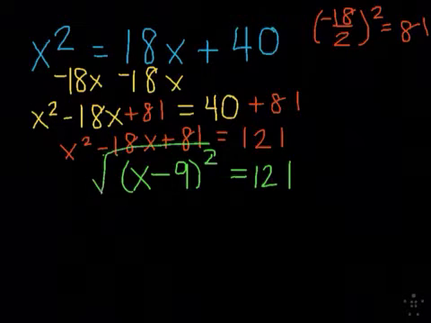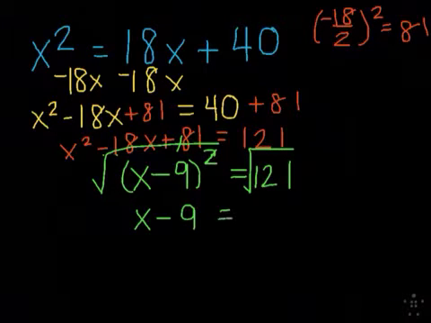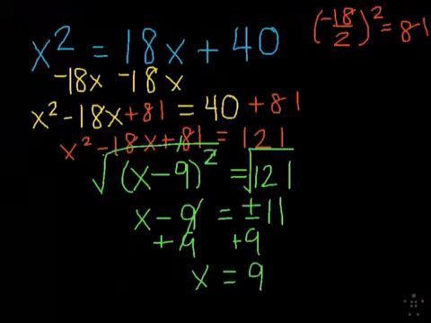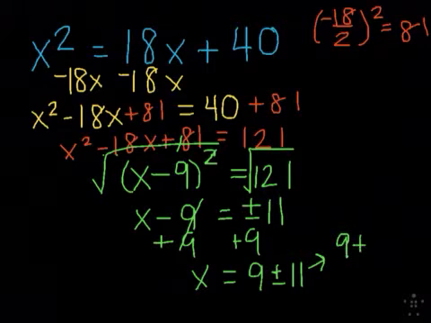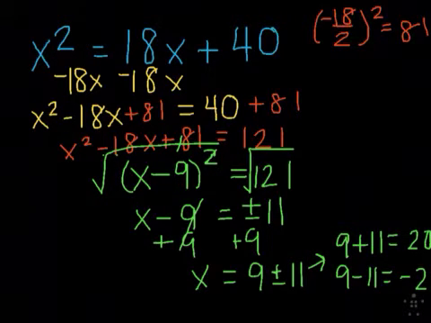We're going to take the square root of both sides. So x minus 9 equals plus or minus 11. Add 9, add 9, x equals 9 plus or minus 11, which means x can be 9 plus 11, which equals 20, or x can be 9 minus 11, which equals negative 2. Both of these are solutions.